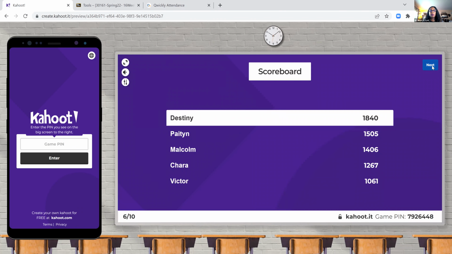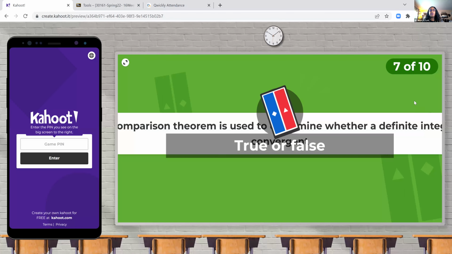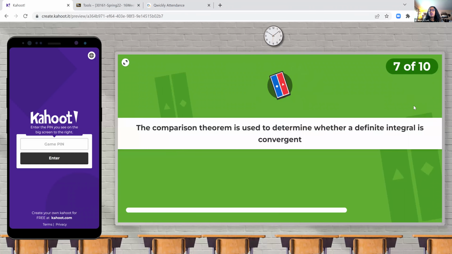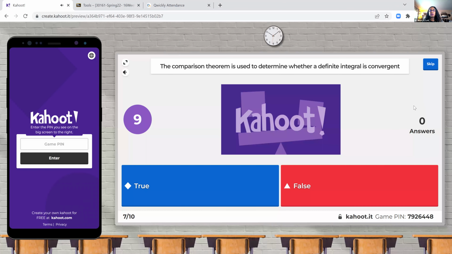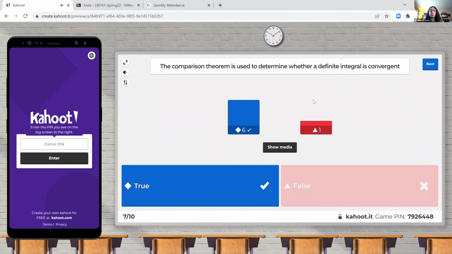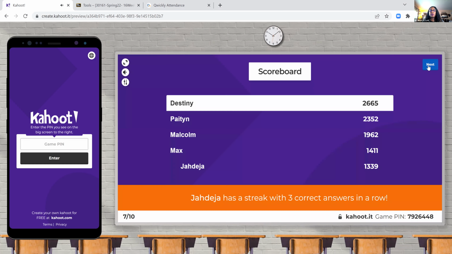True or false? The comparison theorem is used to determine whether a definite integral is convergent. And that should not say definite integral. That should say improper integral. My apologies. Okay, good. I apologize. That should say improper integral. Okay, you guys are smoking.